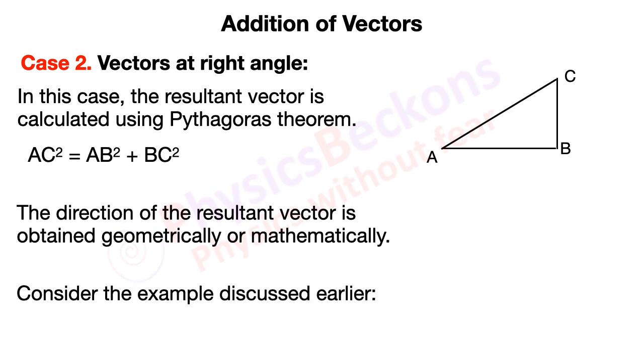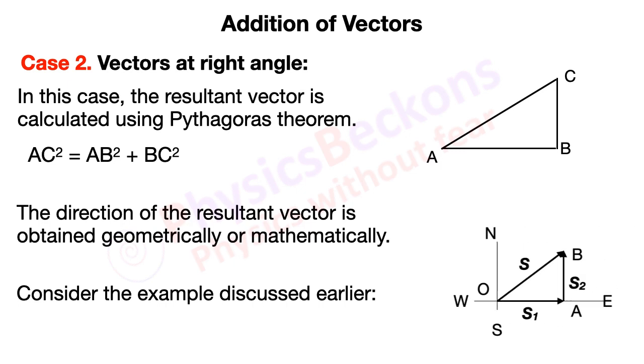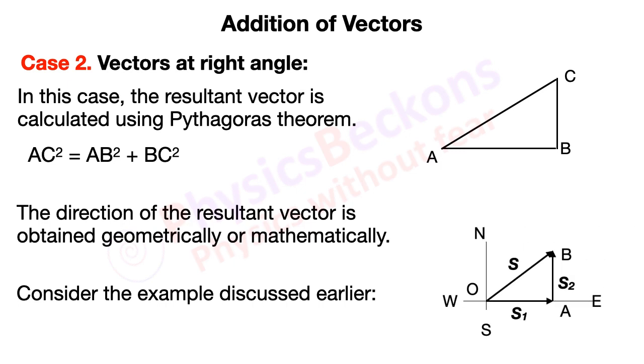Consider the example which we discussed earlier. That is where we had two displacements, S1 east, S2 north, and S is the resultant displacement. The magnitude of resultant displacement can be obtained by the Pythagoras theorem.